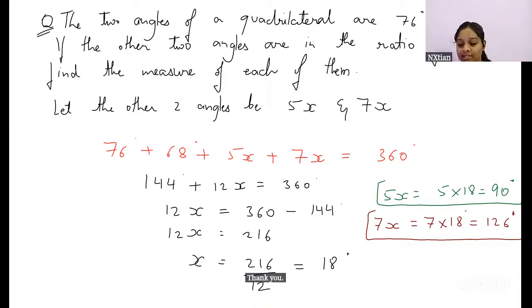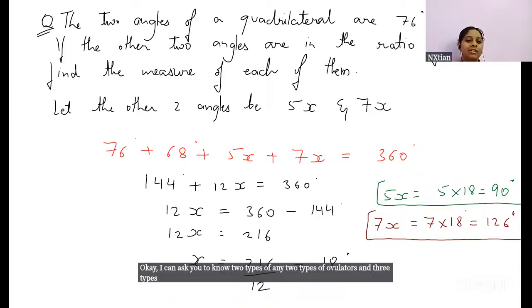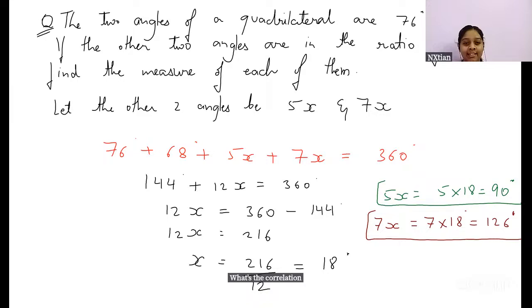Okay, so we will stop here. Please do the theory part of quadrilaterals as well. I can ask you to name any two types or three types of quadrilaterals. Like a quadrilateral which has a right angle? Yes, do that also from your book too. Ma'am, how many types of quadrilaterals are there? I think we did 5 in total.